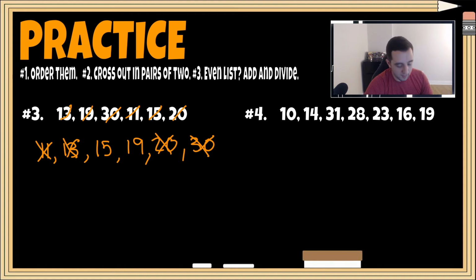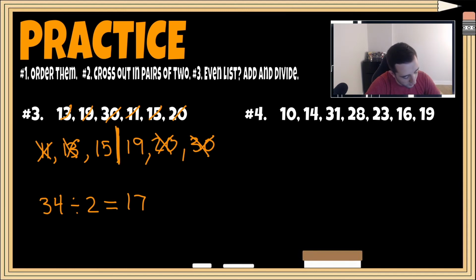so we have to add them together. So 15 plus 19 is going to give me a sum of 34, and then we have to take that sum and divide it by 2, and we'll end up getting a median or a middle value of 17, which is going to be perfectly in between those 2 numbers that we were dealing with. So hopefully you got 17 for number 3, that even list.